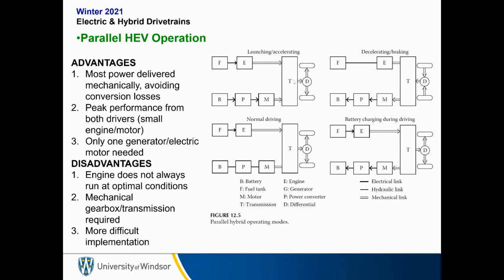I believe there was a Ferrari hybrid electric that was just introduced that was somewhere near 900 horsepower when you consider the contribution from the internal combustion engine and from the electric motor. We also only need one generator, so this electric motor is needed. Disadvantages: the engine doesn't always operate at optimal conditions because it's driving the wheels directly. We still need a mechanical gearbox/transmission, and it's a more difficult implementation.